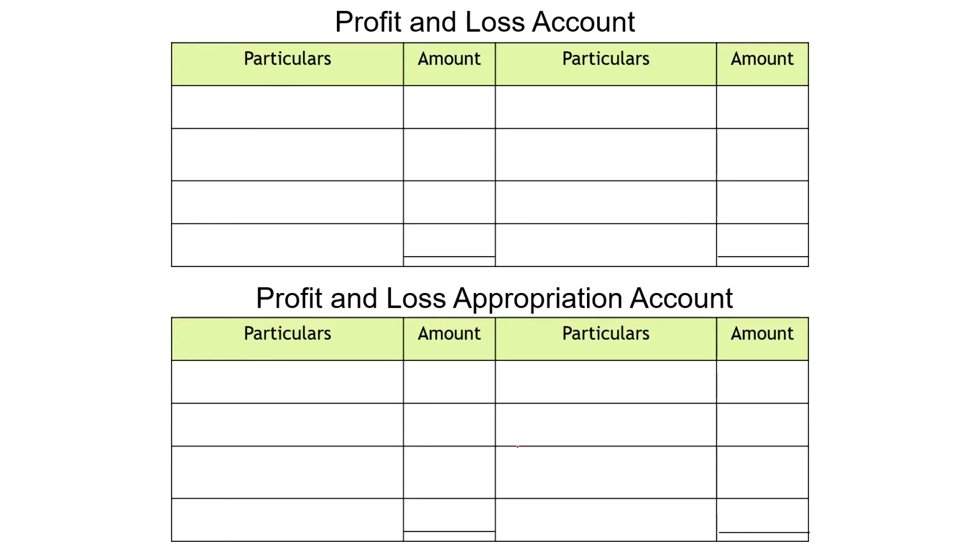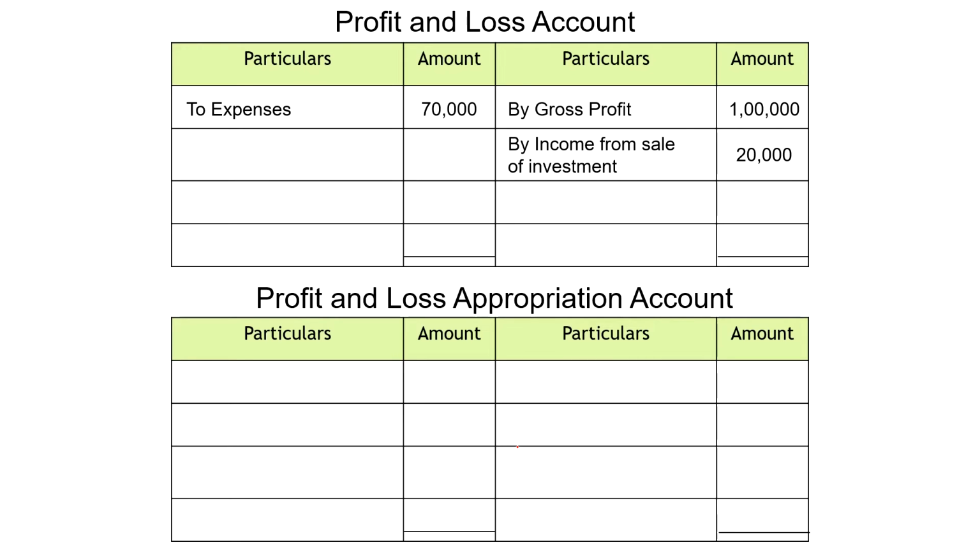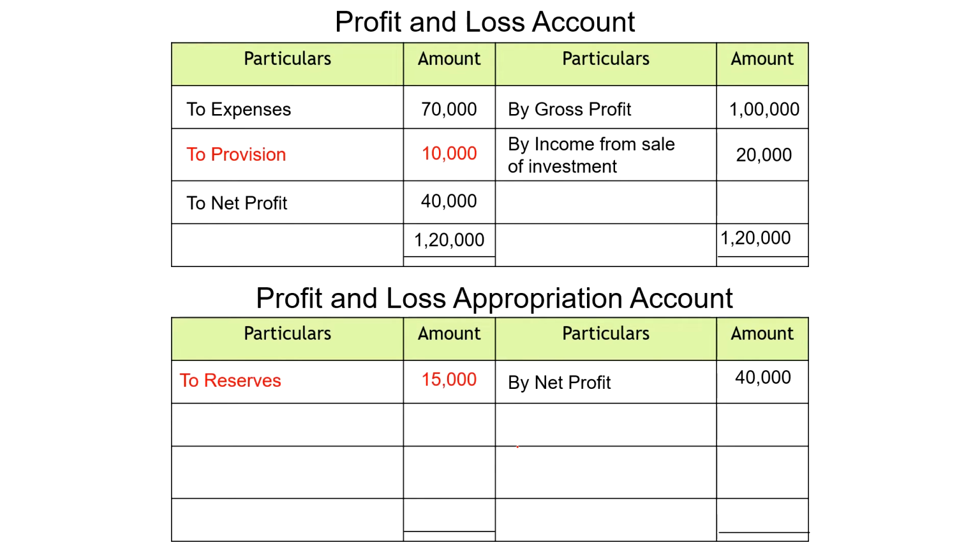Now we will understand the concept using an example. Suppose we have a gross profit of rupees 1 lakh and income from sale of investments rupees 20,000. The total expenses is rupees 70,000 and provision is rupees 10,000. So here we have a net profit of rupees 40,000. Now out of this net profit that we have earned, we will create a reserve of rupees 15,000 and rupees 20,000 will be distributed as dividend and the rest of the amount will be kept as surplus.